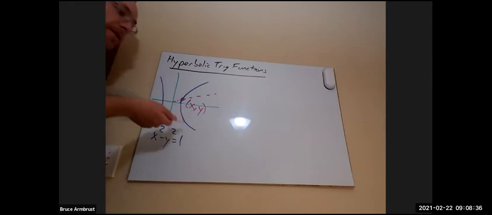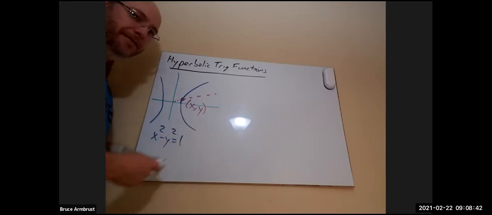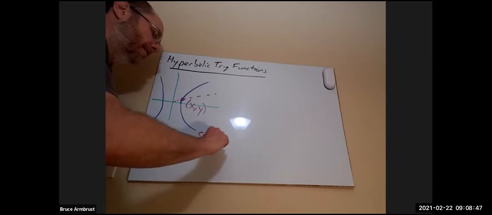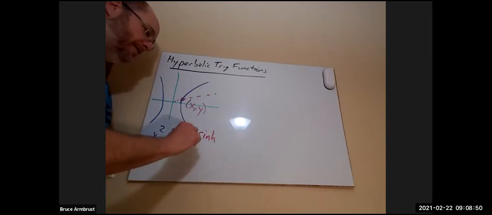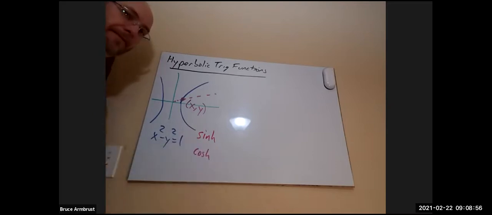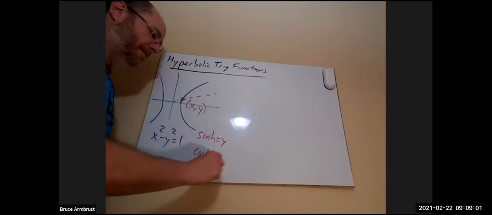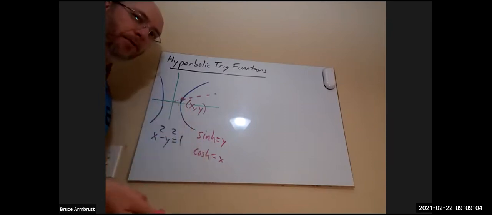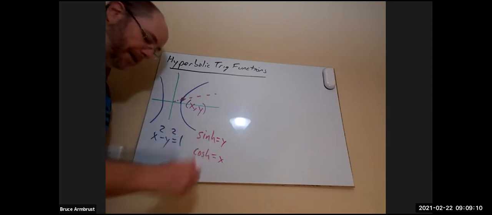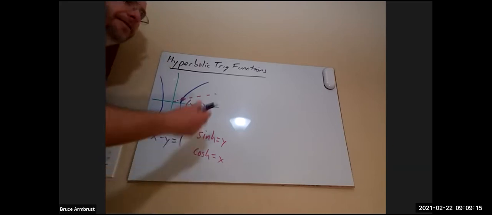And whatever those coordinates are, we define two new trig functions, hyperbolic trig functions, that are sine with an h and cosine with an h. And these would be the x and y coordinates of that point. Okay, so this stands for hyperbolic sine and hyperbolic cosine. All right, so that's literally what these mean.